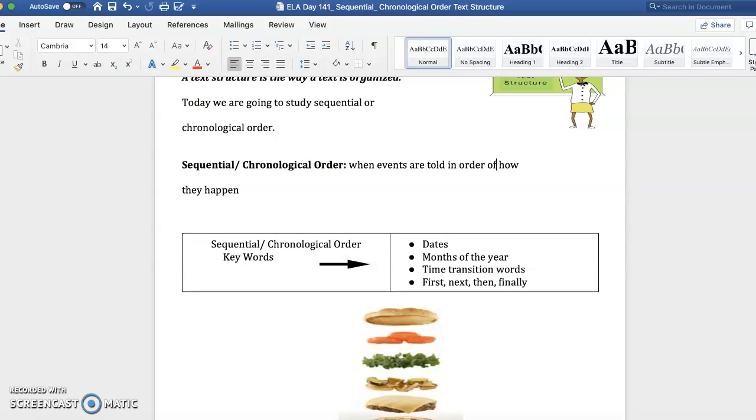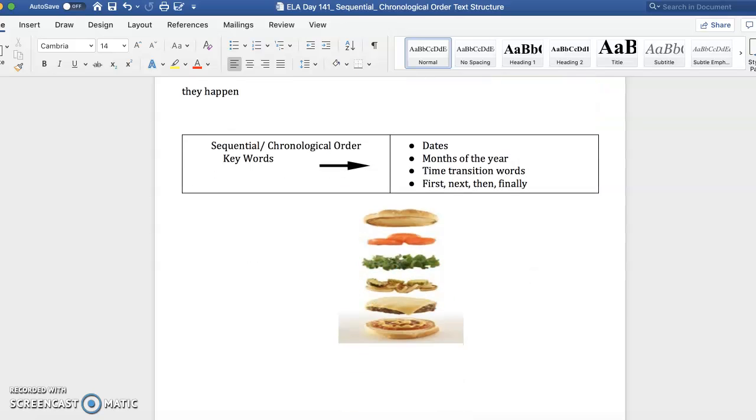And so in sequential and chronological order, you have keywords like dates. We know that, right? You have months of the year. You have times. You also have transition words, right? Like first, next, then, finally. All of these things are going to be going in order. And then I put a really cool picture here just to help you visualize what sequential and chronological order is. It's kind of like making a burger, right?